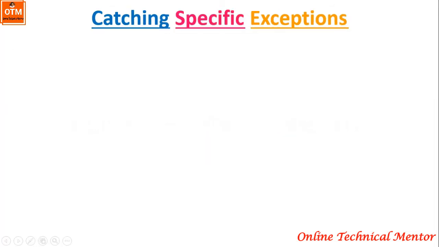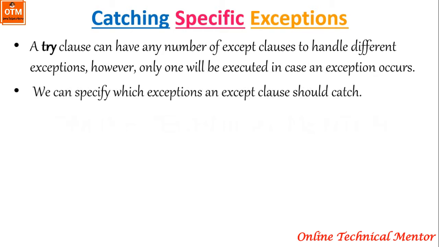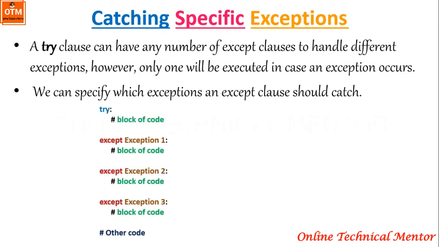Next, catching specific exceptions. A try clause can have any number of except clauses to handle different exceptions. However, only one will be executed in case an exception occurs. We can specify which exception an except clause should catch. Look at this diagram. Here, a single try block can have multiple except blocks. We can specify different exceptions for different except blocks. So according to the nature of the exception raised within the try block, the control will move to the corresponding except block. After executing that corresponding except block, the control will again move to the rest of the code. Let's write a code for this.